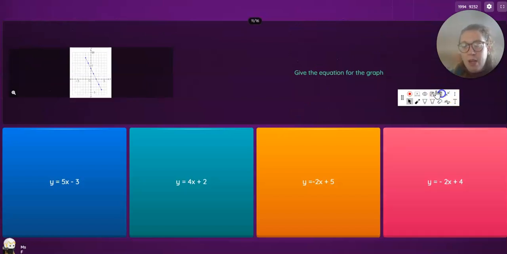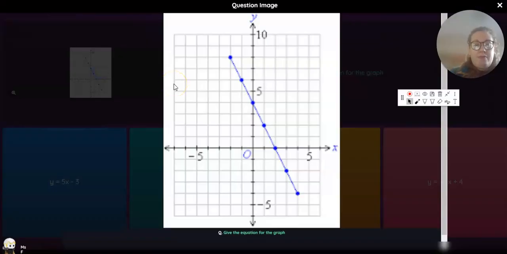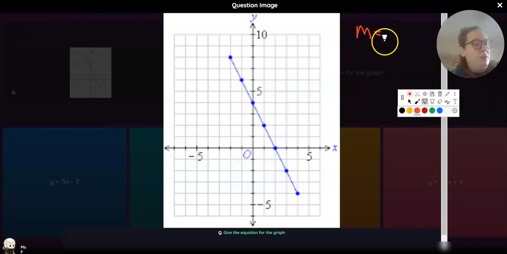I'm going to clear the board here, and it says give the equation for the graph. Okay. So, when we're looking at this graph, the first thing we need is our slope. So our slope is going from one point to the next. You can select any 2 points. This slope is going down from left to right. So we're going down 2 and over 1. Negative 2 over 1 gets us that slope of negative 2.